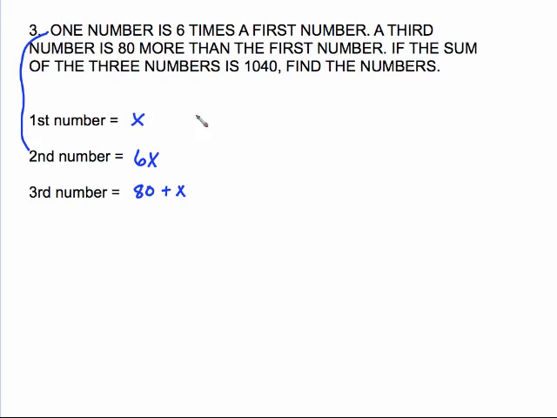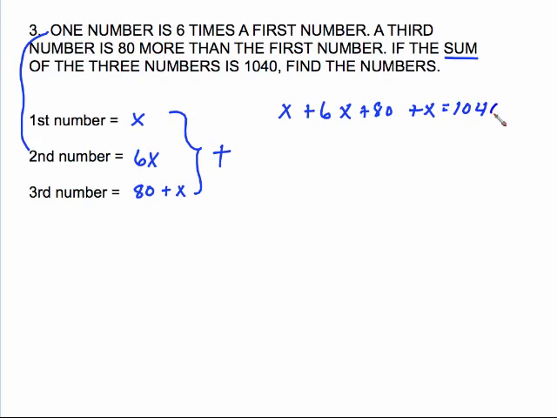This part right here is what I call naming the variable, and it's the real important part because once you get these named appropriately, usually writing the equation is pretty easy. This equation says the sum of the 3 numbers is 1040. Well, you know that the sum means to take all these guys and add them together. So I'm going to write this out horizontally. X plus 6x plus 80 plus x equals 1040.